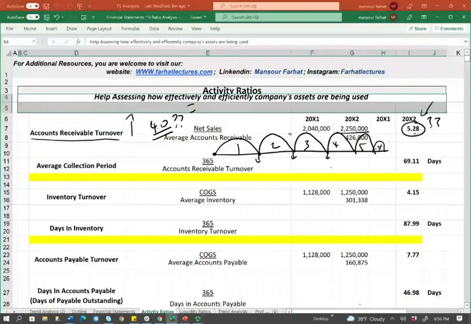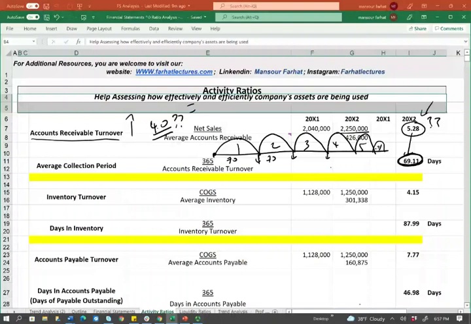Now, to translate this into how many days on average, we're going to take 365, which is the number of days of the year, divided by account receivable turnover. Certain textbooks use 360 days, but we're going to be using 365. Again, this is the number of days in a year divided by the account receivable turnover. It means it takes on average 70 days to collect your money. Simply put, you sell, 70 days later you collect, you sell again. So each one of these semicircles is 70 days.